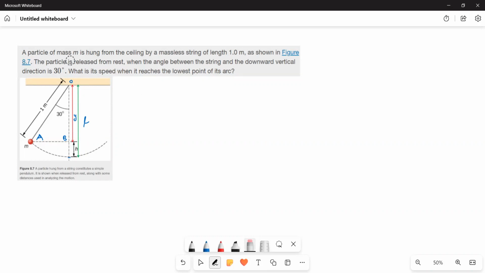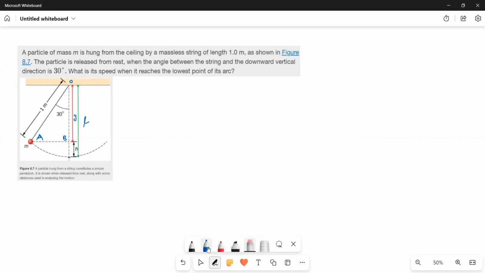A particle of mass m is hung from the ceiling by a massless string of length 1 meter as shown in figure. The particle is released from rest when the angle between the string and the downward vertical direction is 30 degrees. What is its speed when it reaches the lowest point of its arc?